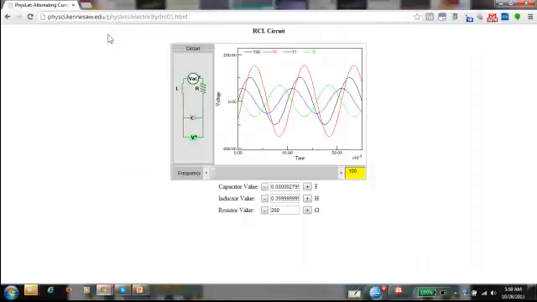Now, if we look at this particular simulation where we have R, C, and L connected to a generator, we are getting all voltage values. VAC in black here is the voltage across the generator. VC is the voltage across the capacitor. VR is the voltage across the resistor. And the green one, VL, is the voltage across the inductor.